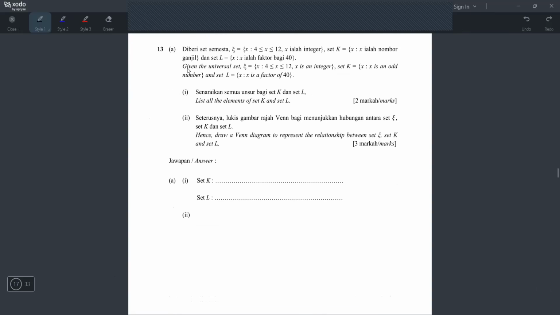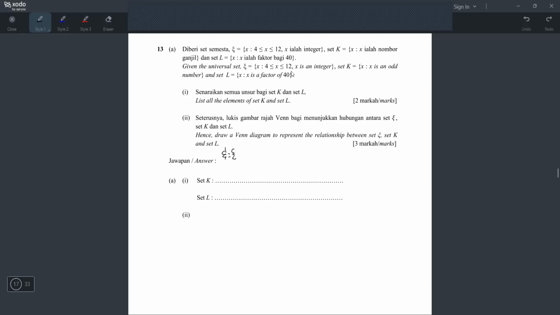Let's read the question. This is from form 4 chapter 4, Set. Given the universal set, X is between 4 and 12, X is an integer. The moment they give you this, you have to list down all the elements already. I don't even care what they want to find. You have to list down the elements, even though they never ask.